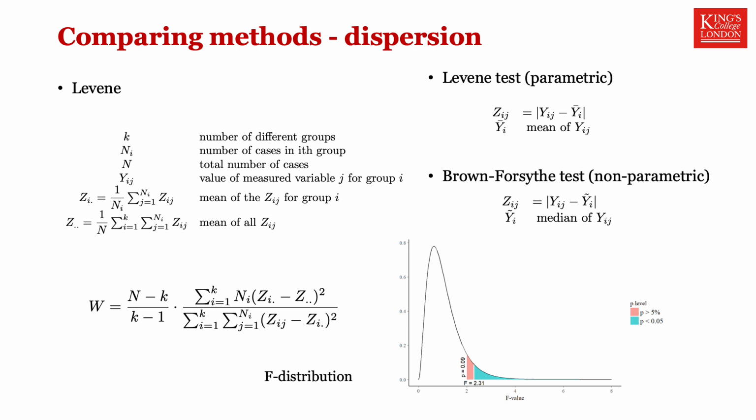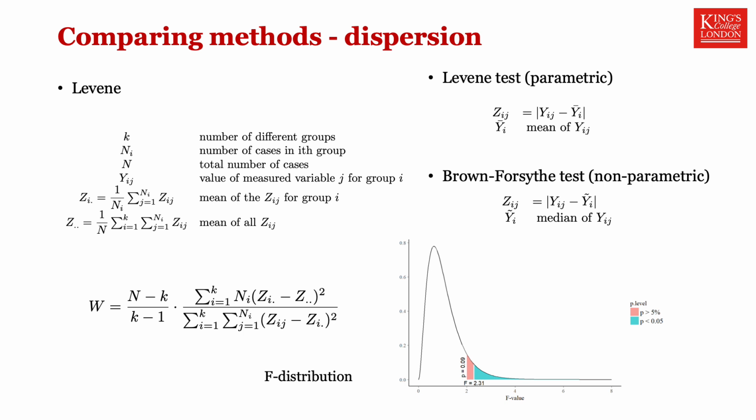You may want also to compare the methods in terms of dispersion. For that, you have the Levene test, for instance, that is the parametric version. And you have the Brown-Forsythe test, that is the non-parametric version. We have k different groups. We call n_i the number of cases in group i, N the total number of cases, and then y_ij is the value measured for sample j in group i.